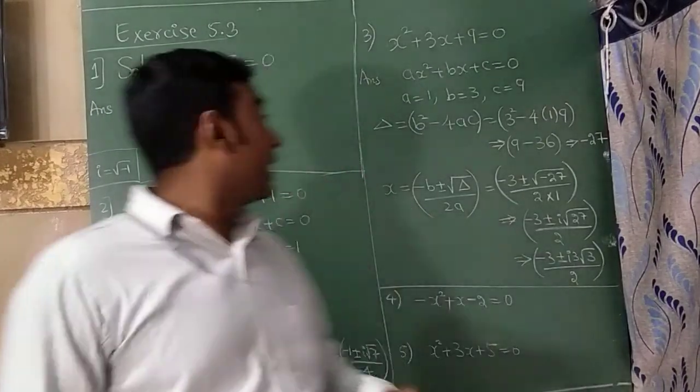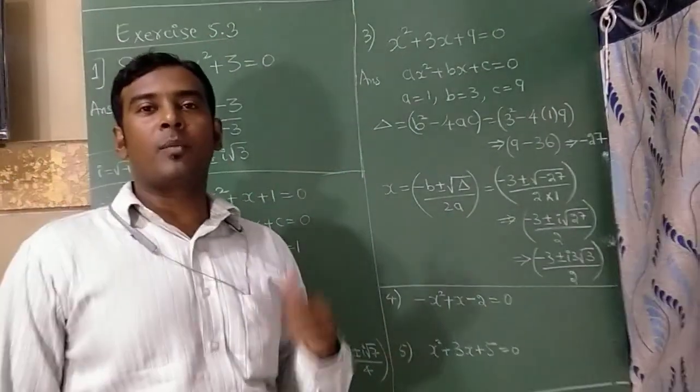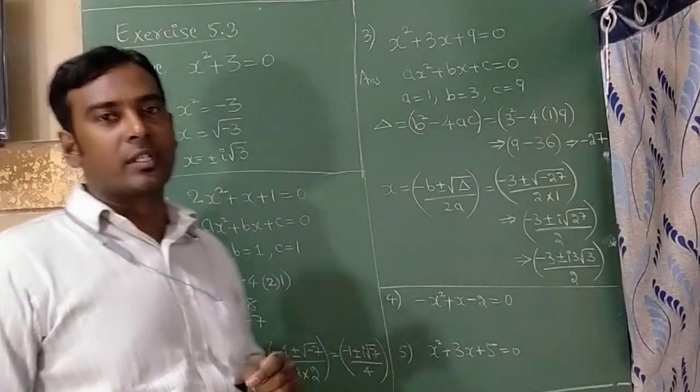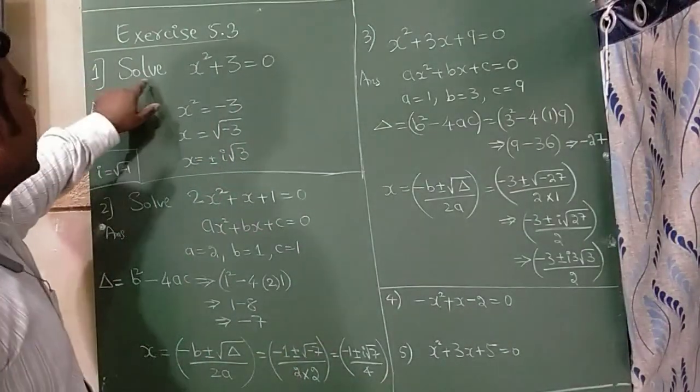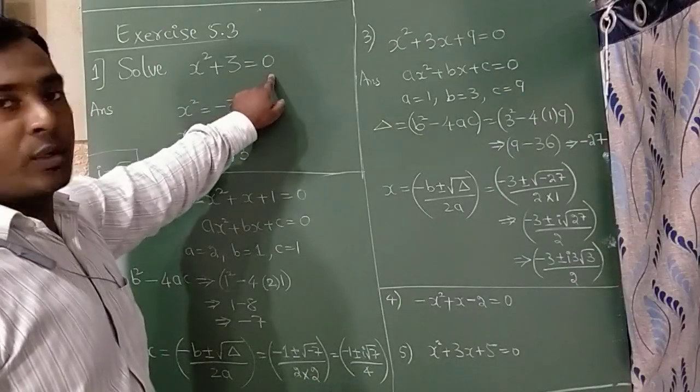Today I am going to explain exercise 5.3. This is from complex numbers and quadratic equation. So let's start. Question number 1 is solve x square plus 3 is equal to 0.